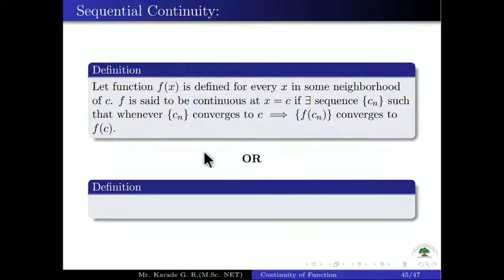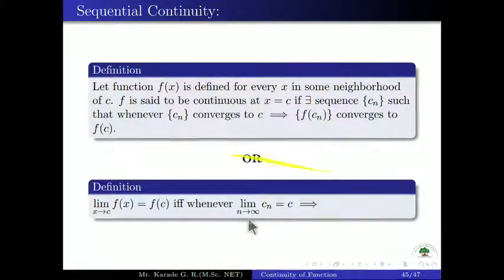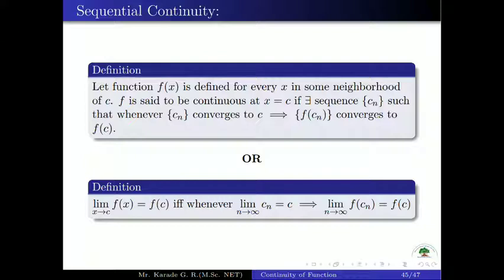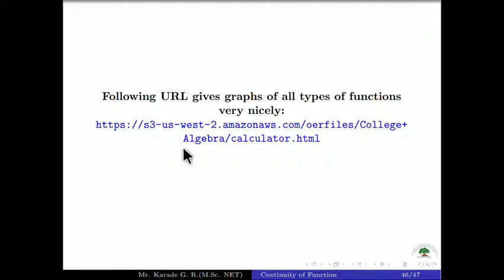Or we define it like this: the limit of f(x) as x tends to c is equal to f(c) if and only if whenever the limit of c_n as n tends to infinity is equal to c, this must imply that the limit of f(c_n) as n tends to infinity is equal to f(c). So this is the definition of sequential continuity of a function.